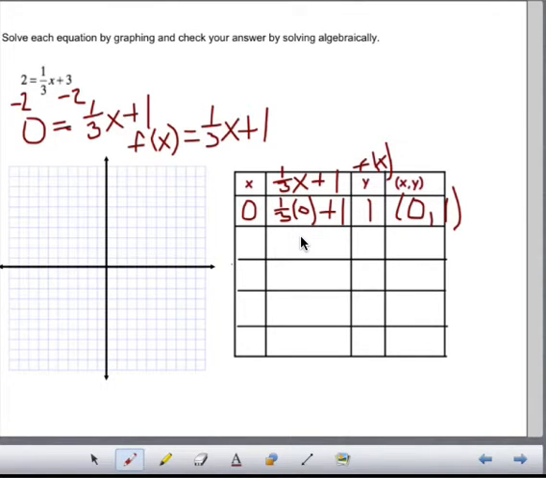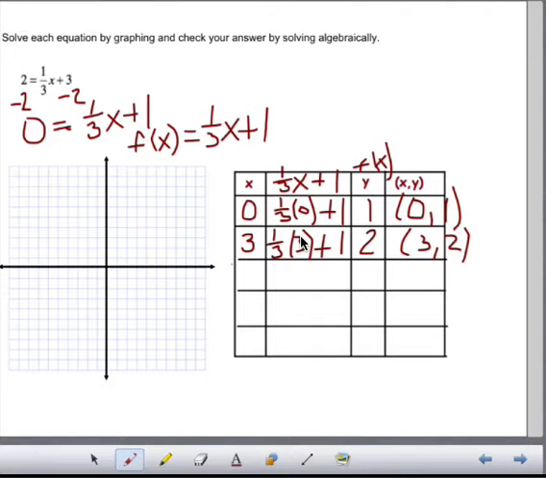I'm going to pick numbers just to make it easy for myself so I don't have a decimal. Like I could pick 3, because I know 1/3 times 3 is what? 1. Plus 1, so my answer is going to be 2. My ordered pair is (3, 2).